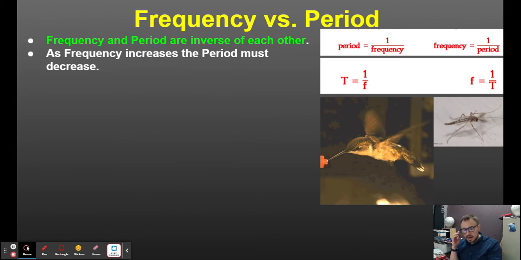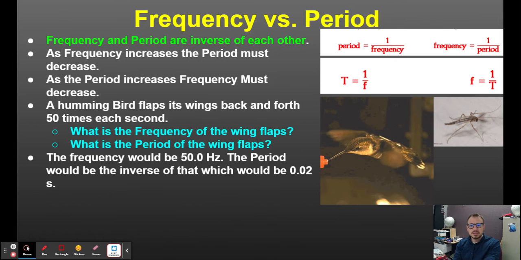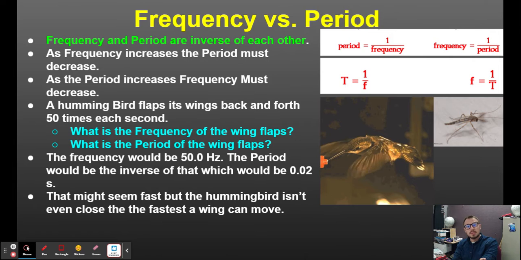The example that I like to use is a hummingbird flapping its wings. If a hummingbird flaps its wings back and forth 50 times each second, the frequency is going to be 50 hertz, 50 cycles per second. The time it takes for that bird to flap its wings once is going to be 0.02 seconds.